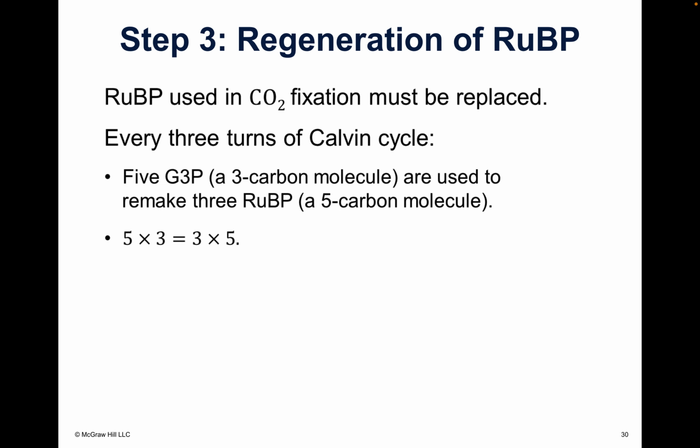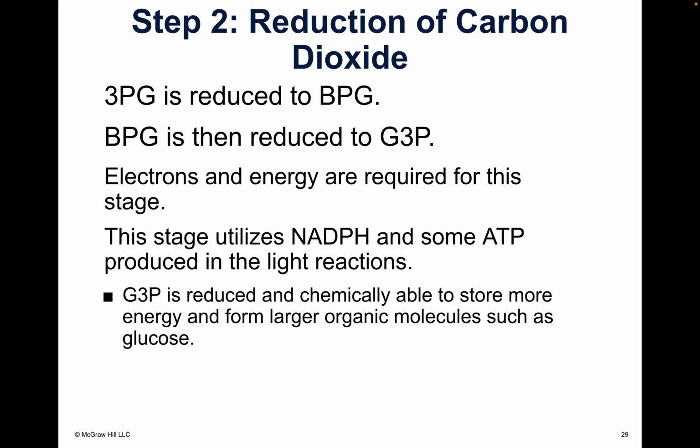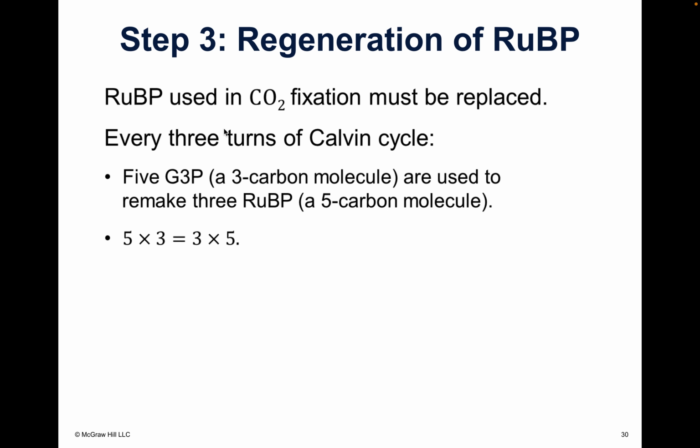And so here, if you were writing the steps, I don't remember what number I left off on, but our last step was G3P. Your next step would be, whatever step number you left off on, and then say every 3 turns, and then you would go to the next step and say 5 G3P used to remake 3 RuBP. Okay, and once we get back to this RuBP, we can pick up some more CO2 and keep it going.